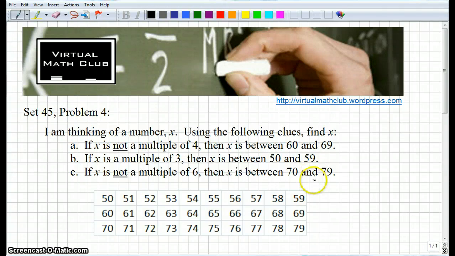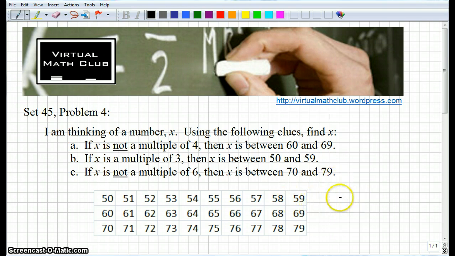Problem number 4. I am thinking of a number x. Using the following clues, find x. If x is not a multiple of 4, then it is between 60 and 69. If x is a multiple of 3, then x is between 50 and 59. And if x is not a multiple of 6, then x is between 70 and 79.